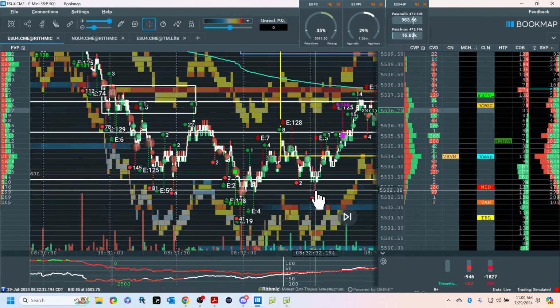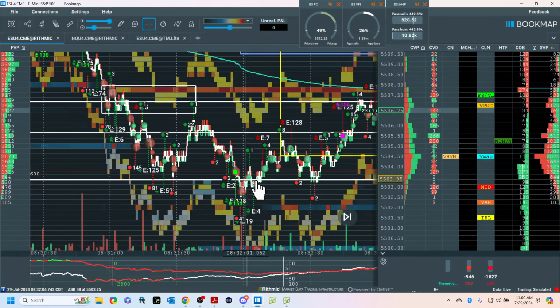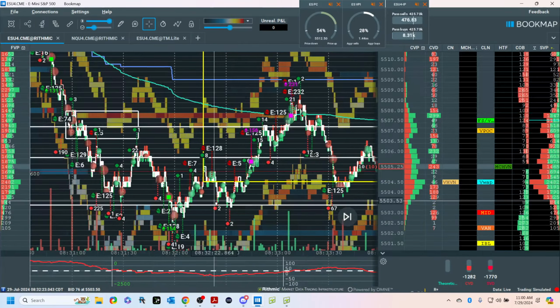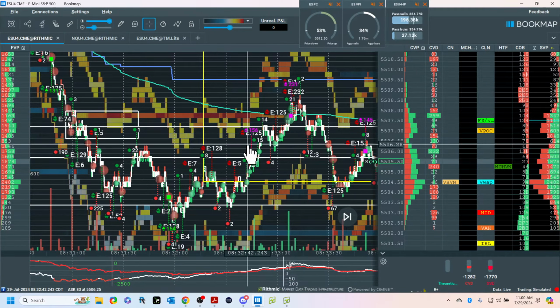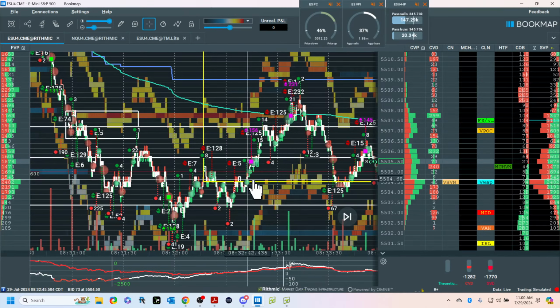My stop is under here. Now I was actually looking at it in here also because of that and this. I hope that makes sense. So that set up a long. Now, what I was doing is, so I took this. The idea was to get back to VWAP. Now, and I got a scale here. And then I'm holding it.